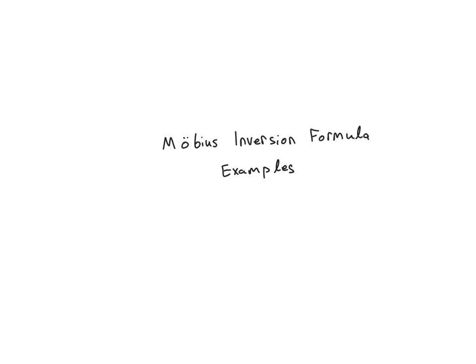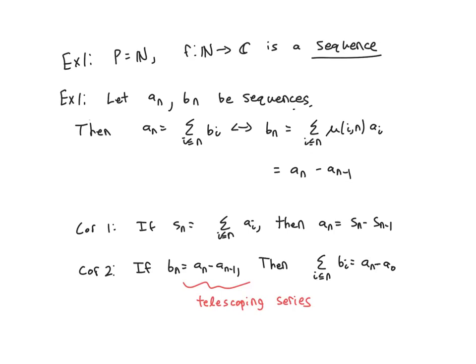So in this video we're going to look at examples of the Mobius inversion formula. By examples, what I mean here is we're going to look at particular classes of posets and what the Mobius inversion formula tells you in those cases. First, we'll look at our favorite poset, the natural numbers, under the usual ordering of inequality.